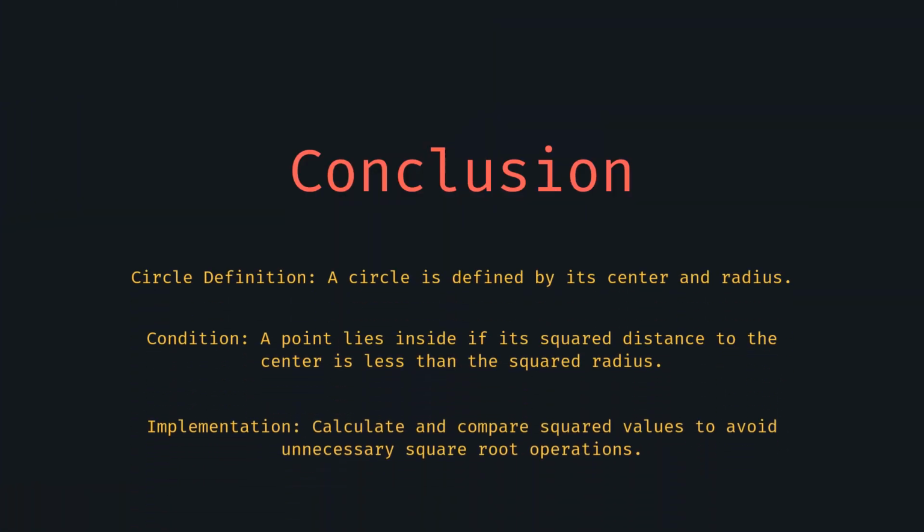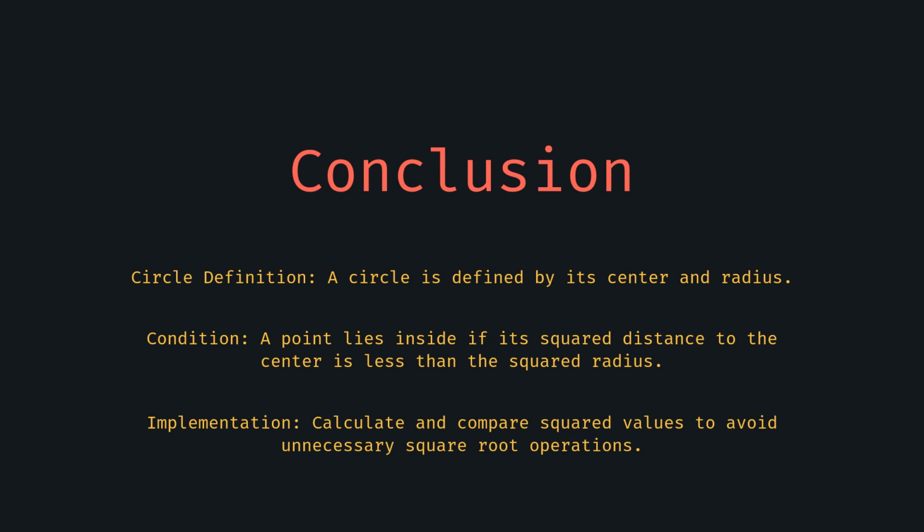In summary, this program uses a simple and efficient approach to check if a point lies strictly inside a circle. Squaring the distance and radius eliminates the need for square root calculations, optimizing performance.